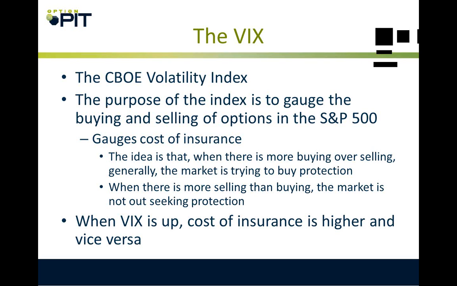When there is more buying than selling, generally the market is trying to buy protection. So when the VIX is up, what the VIX is telling you is the market is trying to buy protection. And when the VIX is down, the VIX is telling you that there's more selling than buying. So VIX is up, the cost of insurance is higher, and vice versa.